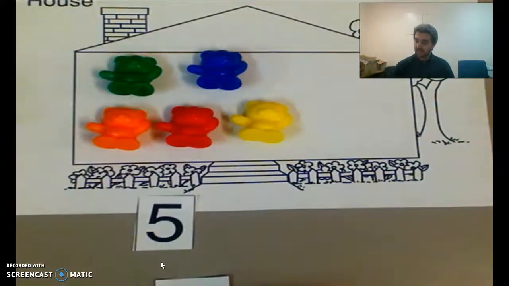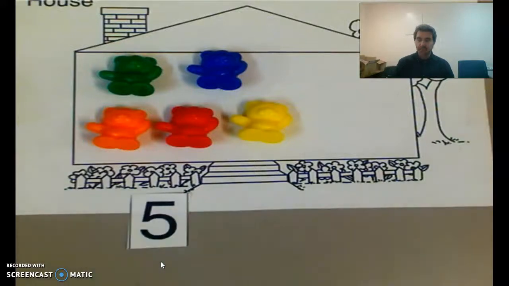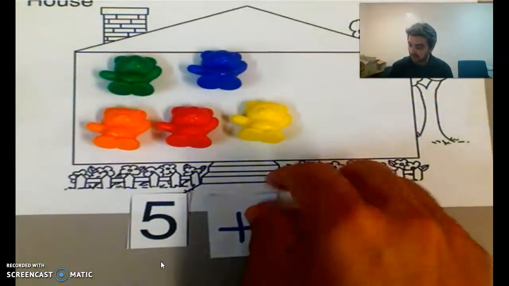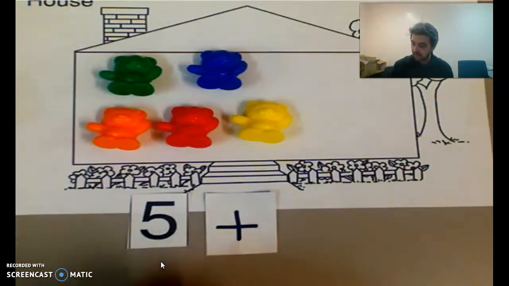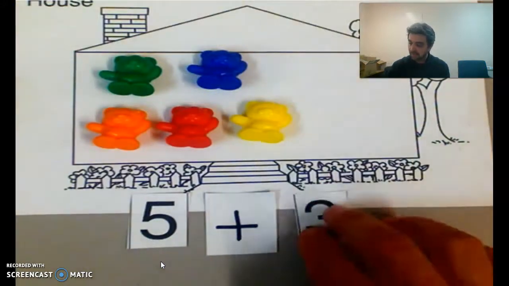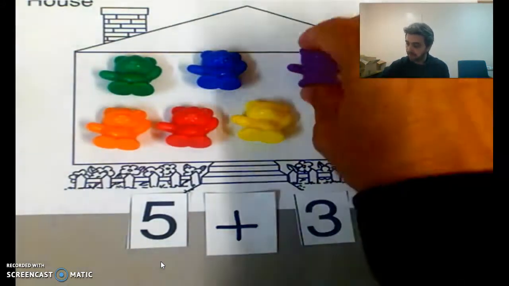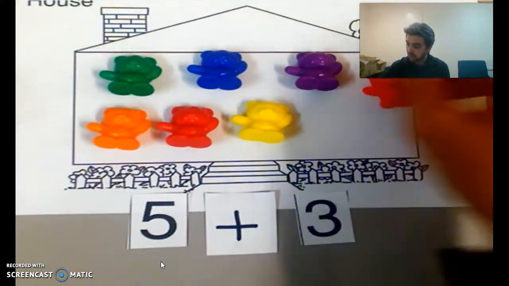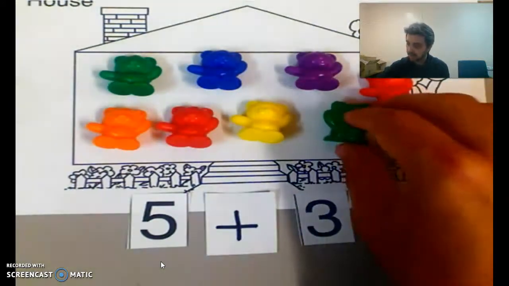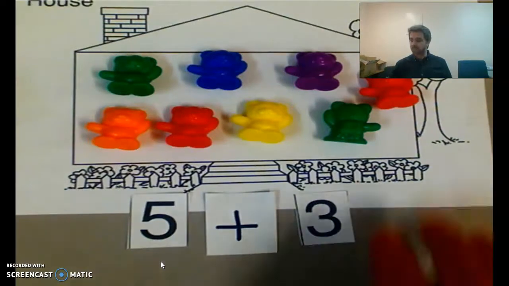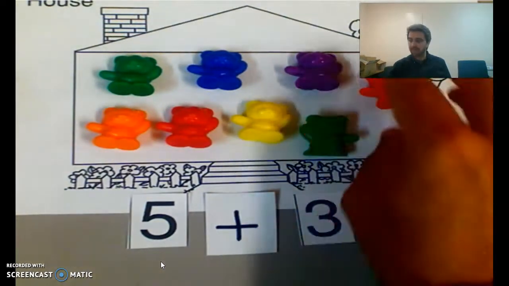And they are having a party. And they want to invite some of their cousins over. So they're going to invite, let's say, 3 of their cousins over. So 3 more are going to come. So we're adding. We're going to add 3. Let's add our 3. 1, 2, 3. Wow.